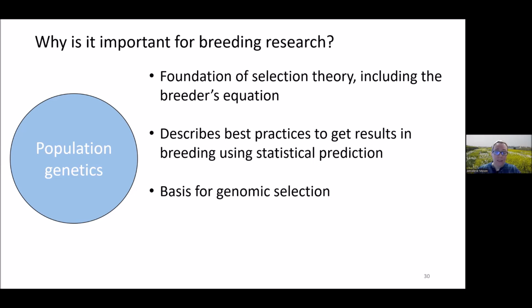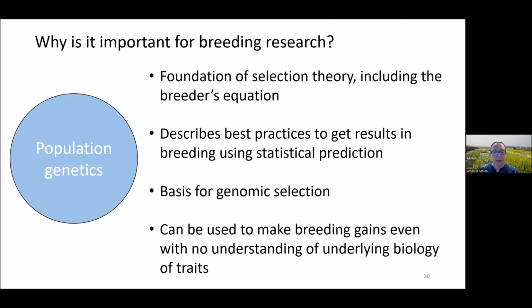It's also the basis for genomic selection, which is an increasingly popular tool, which breaks down the information of the genetics over the whole genome into models, which are then used. Every marker, every genetic locus, or every allele is given a particular value, and these values are all calculated together to see what the predicted effect on yield would be for a particular combination of genetic factors. The interesting thing about this is you can actually make breeding gains even with no understanding of the underlying biology of traits using genomic selection. So it's really more of a modeling approach.